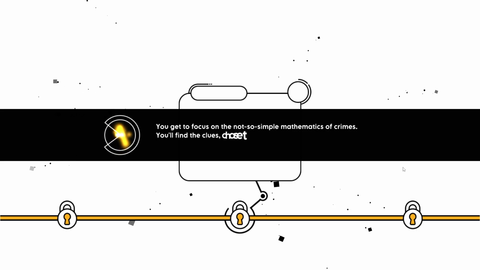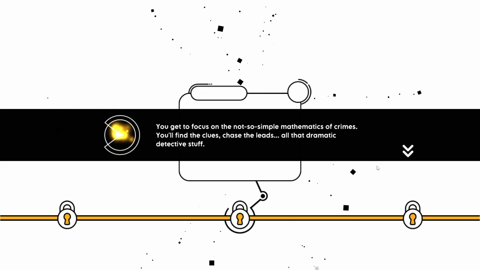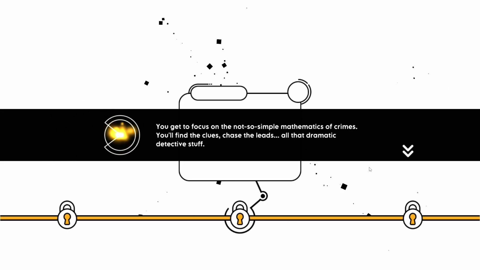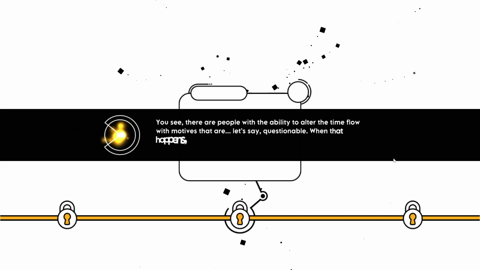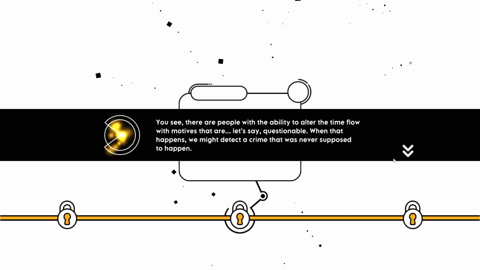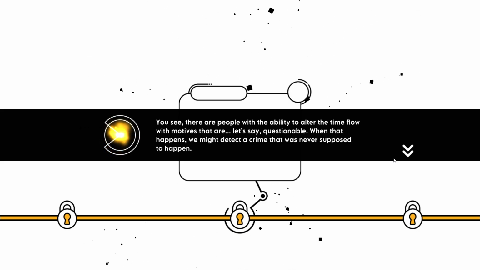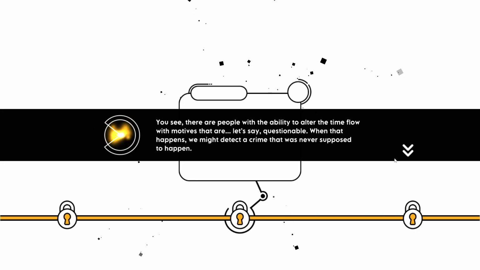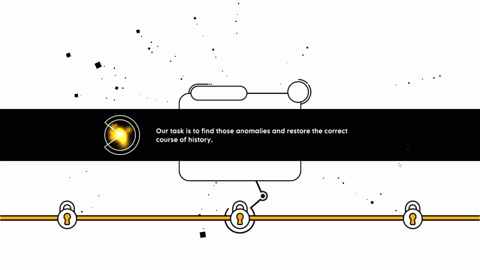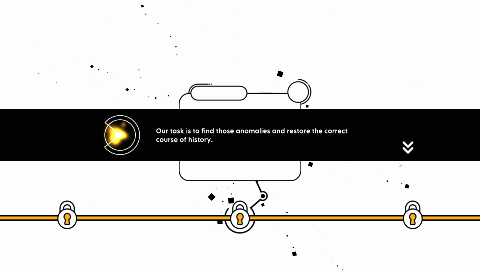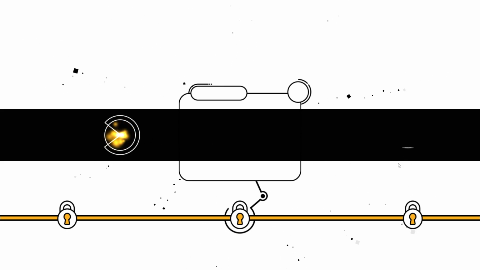You get to focus on the not-so-simple mathematics of crimes. You'll find the clues, chase the leads, all that dramatic detective stuff. You see, there are people with the ability to alter the time flow with motives that are, let's say, questionable. When that happens, we might detect a crime that was never supposed to happen. Our task is to find these anomalies and restore the correct course of history.